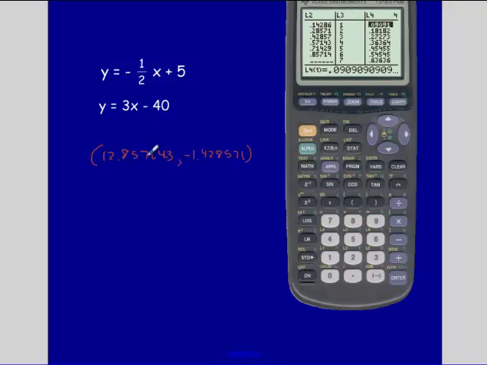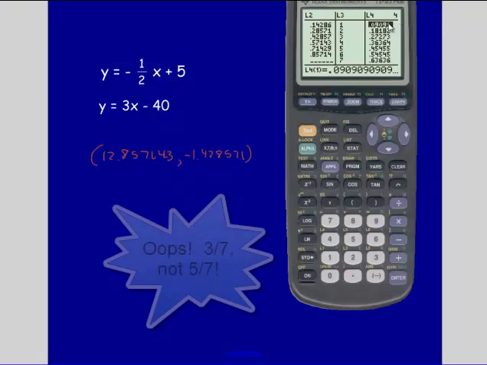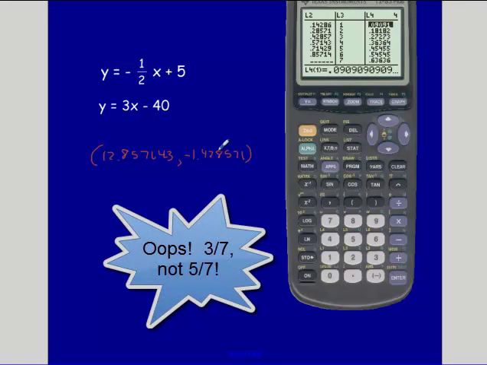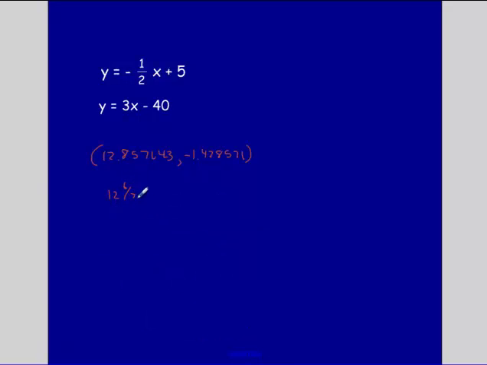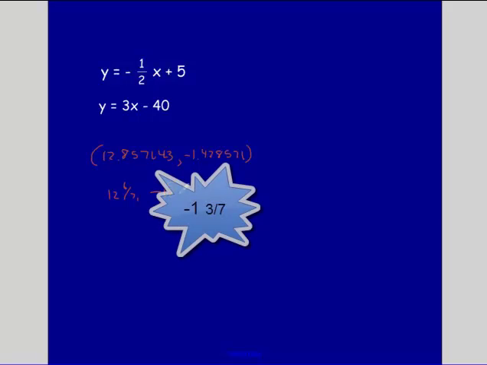We're looking for 0.857143. That's right here. That was 6/7, and 4.28. We had that one before. That's 5/7. So 6/7 and 5/7. 12 and 6/7, comma, -1 and 5/7.